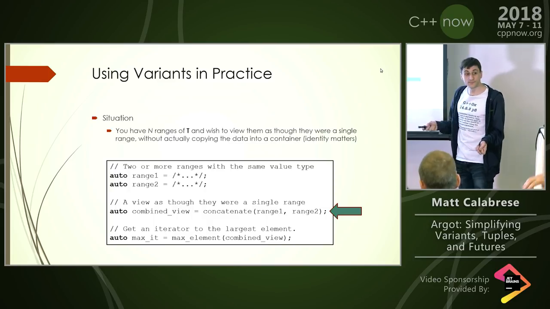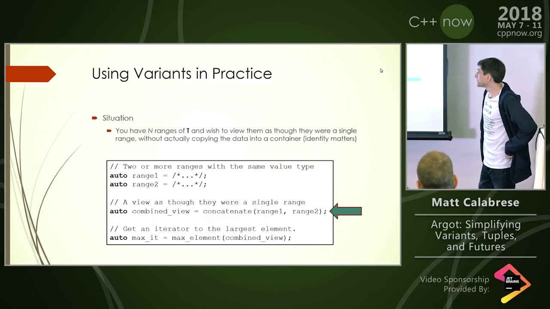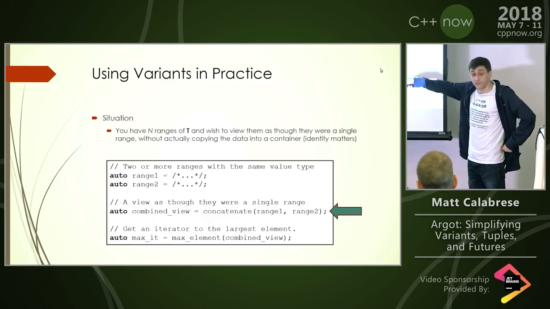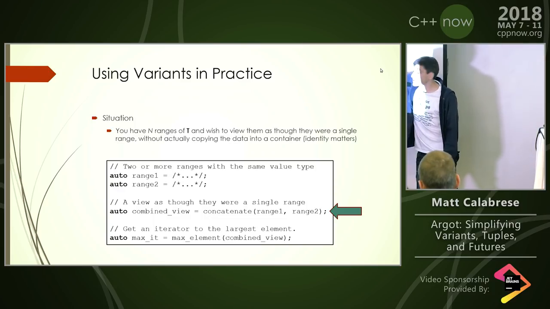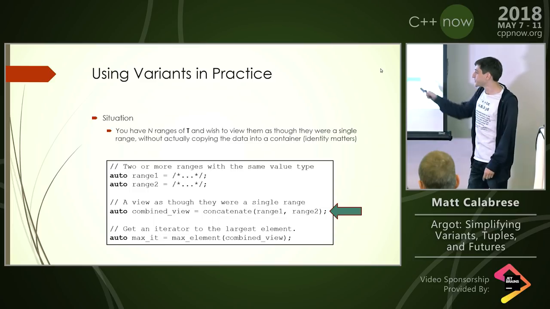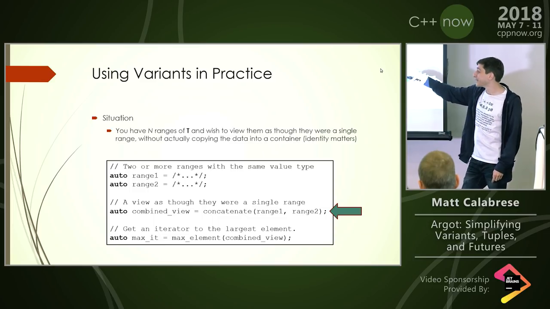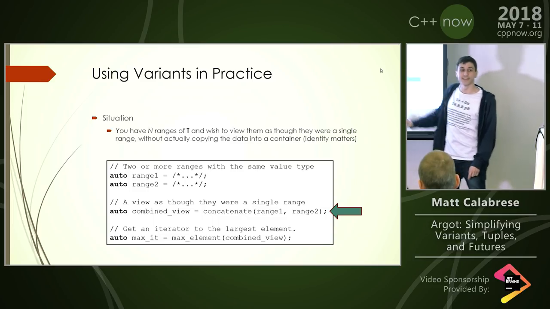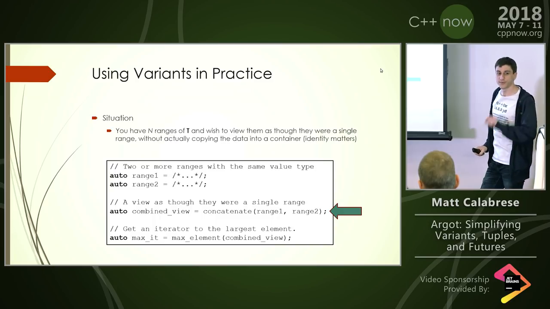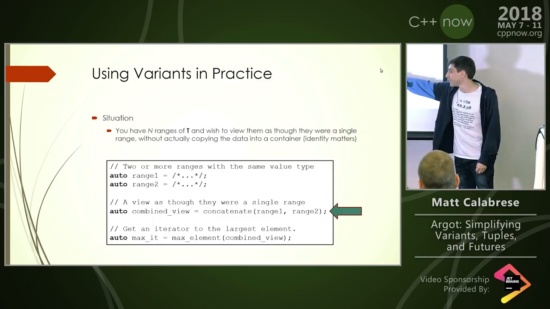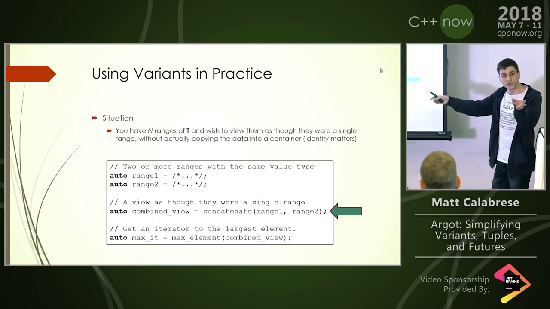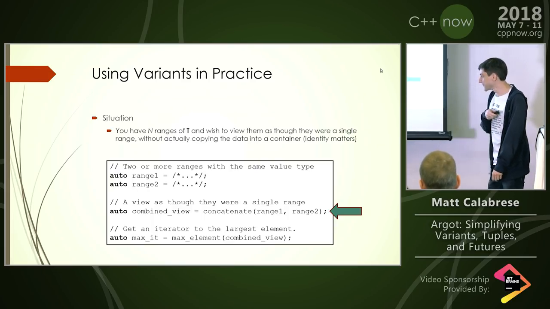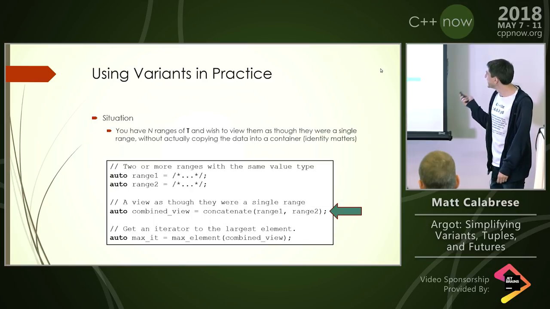So I assume range 1 and range 2 are heterogeneous or homogeneous. You mean, are they different types? Yeah. So the question was, are range 1 and range 2 different types? I was kind of trying to be sneaky about that. I specifically didn't say. They may be the same type and they may be different types. But either way, if they have the same underlying value type, you should be able to get a joint view of them. So that was a very good observation.